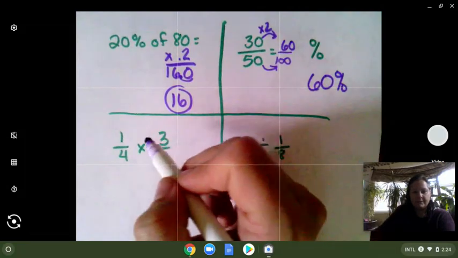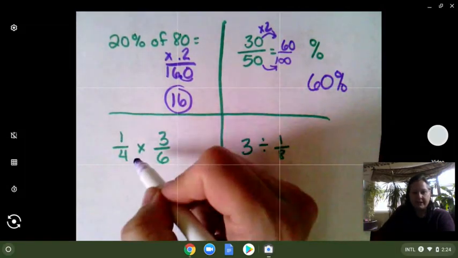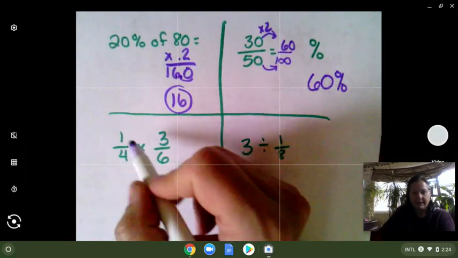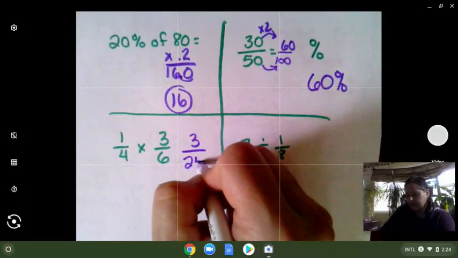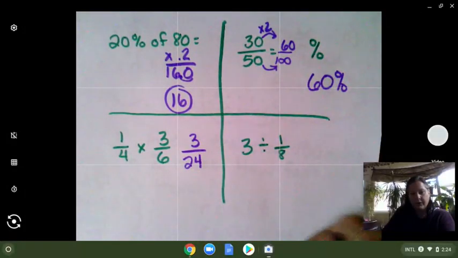And then here we're just multiplying fractions. I don't see anything I can simplify first. So we multiply our numerators and multiply our denominators. 3/24.